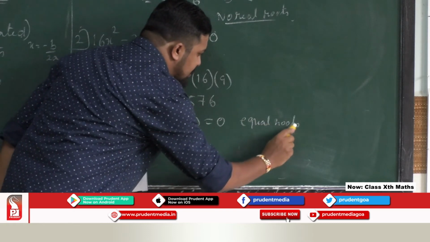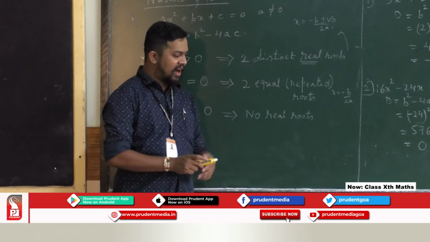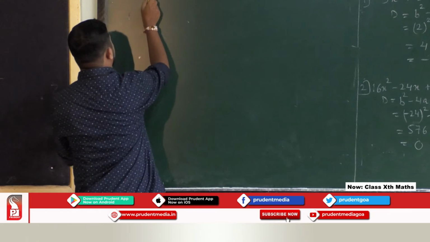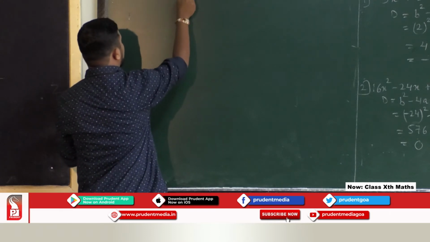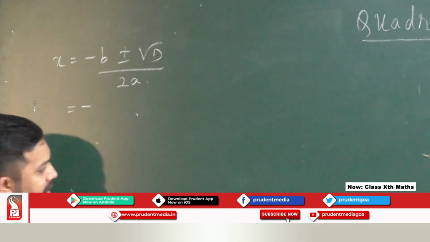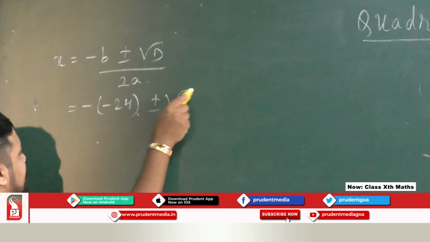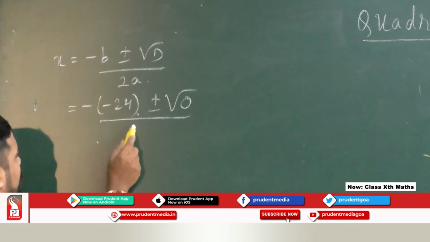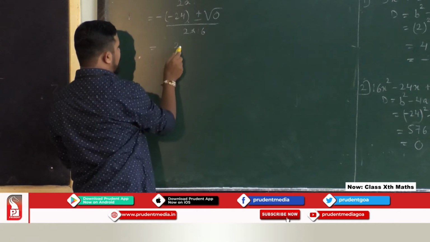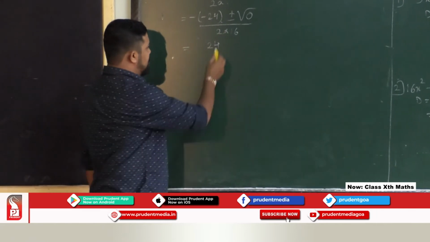Get the equal roots. Then I am getting the roots. So let us find out the roots. The formula is x equals minus b plus or minus root D upon 2a. So b is negative 24, plus or minus D is 0, a is 16. So 24, okay. Root 0, we know what root 0 is, it is 0. So I will not write that 0.